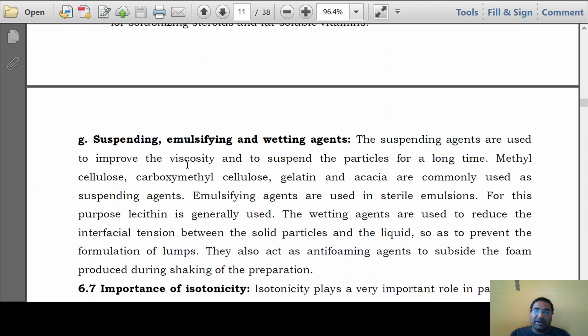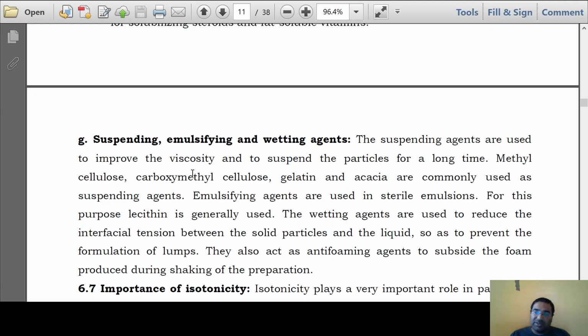Then next is the suspending, emulsifying and wetting agent. As the name indicates, these agents are used for suspending your non-soluble drug inside the vehicle. Emulsifying agents are used for formulation of emulsion, and wetting agents likewise as surfactants. Wetting agents are also used for wetting of non-wettable powder inside the vehicle. The suspending agents are used to improve the viscosity and to suspend the particles for a longer period of time.